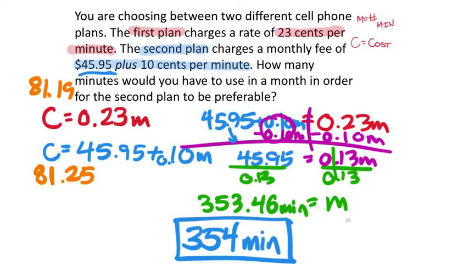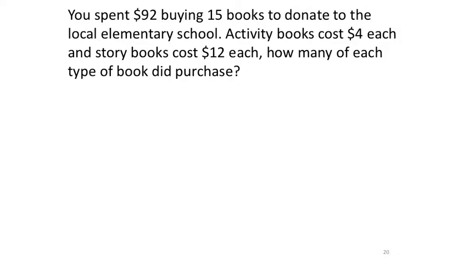Right, on this one, you spent $92 buying 15 books to donate to the local elementary school. Activity books cost $4 each, and storybooks cost $12 each. How many of each type of book did you purchase on this one? So we have two totals that were given to us. The first total that they give us was based strictly on just the amount. I guess it's an amount spent, right? You're buying these books. And then the second total they gave us was based on just the number of books.